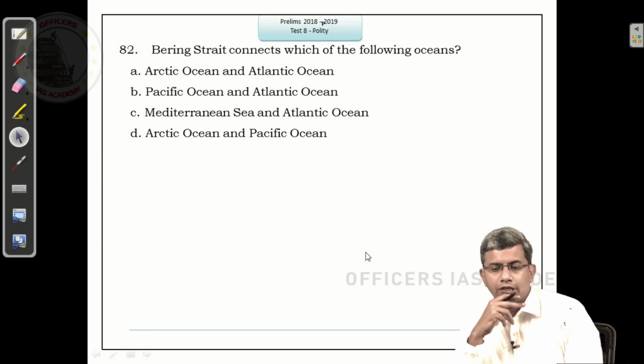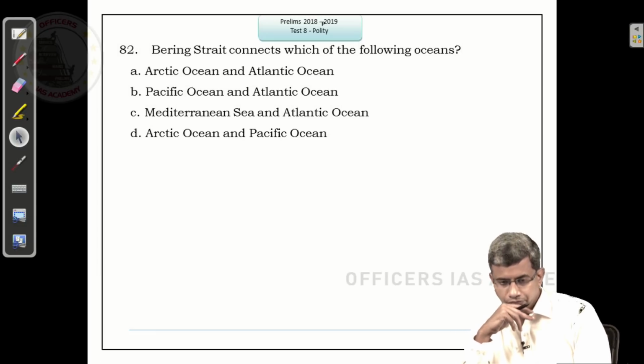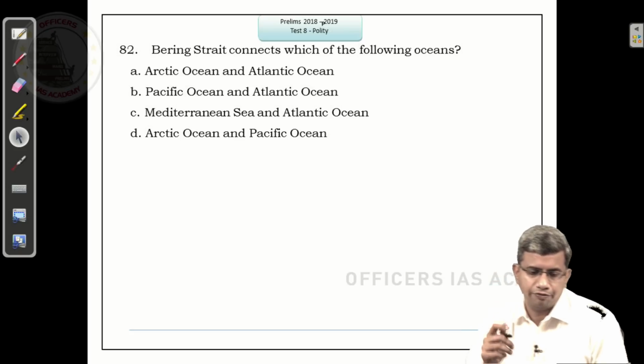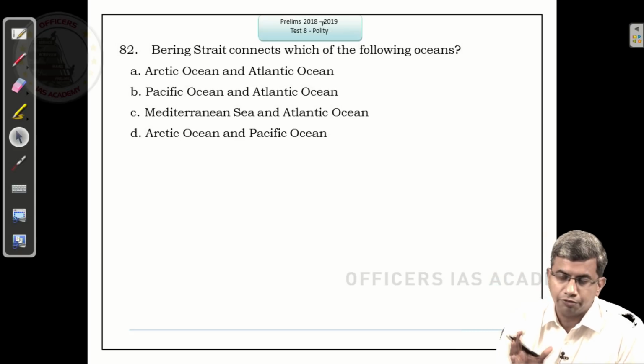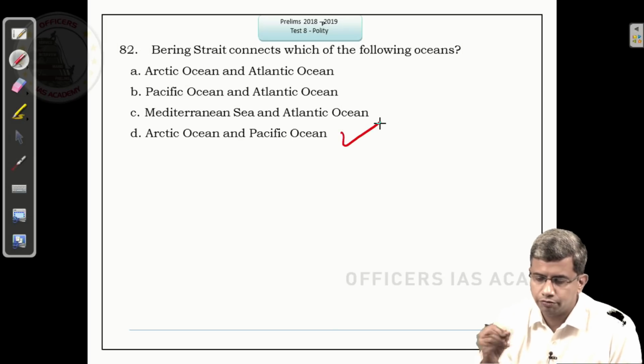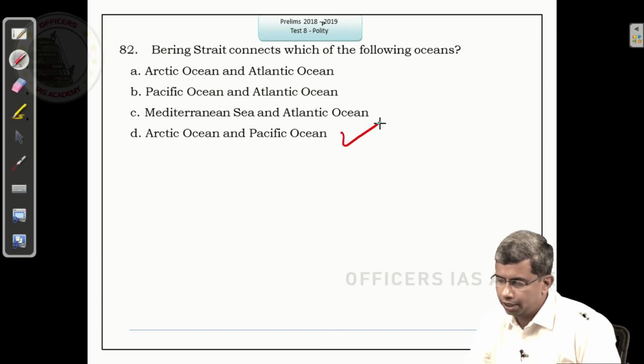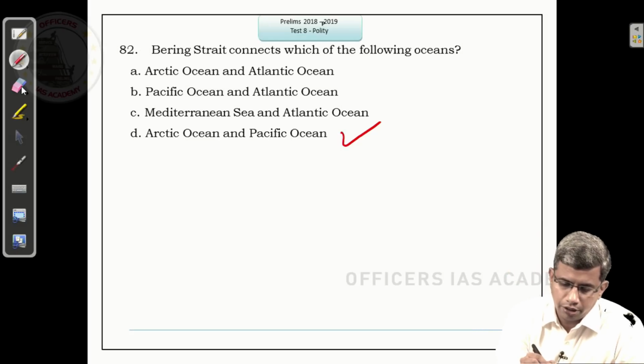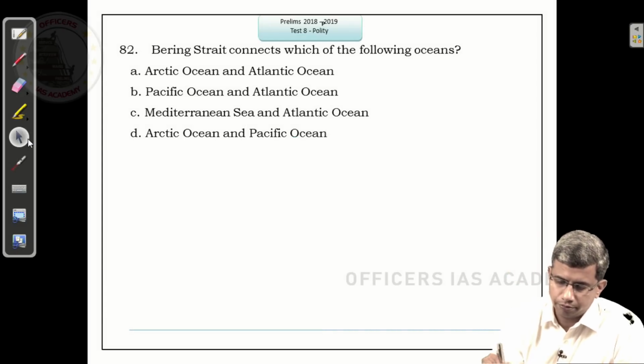Bering Strait connects which of the following oceans? The correct answer is Arctic and Pacific Ocean. So you can get confused between Pacific and Atlantic Ocean. No, it is the Arctic and the Pacific Ocean which is being connected by the Bering Strait. So the correct answer is D, Arctic and Pacific Ocean.